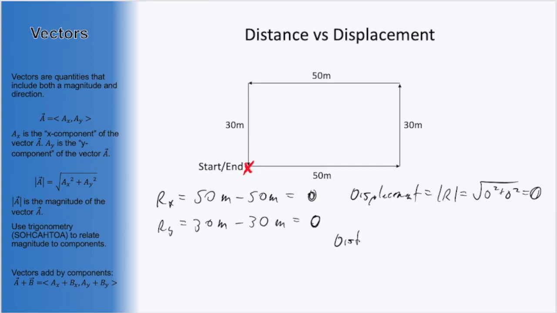Meanwhile, for distance, we did actually run all of these lengths. We ran 50 meters, then another 30, then another 50, then another 30. So we are getting this kind of workout around this track, so we should give ourselves credit for running a total distance of 160 meters. That will wrap up our video on vectors.